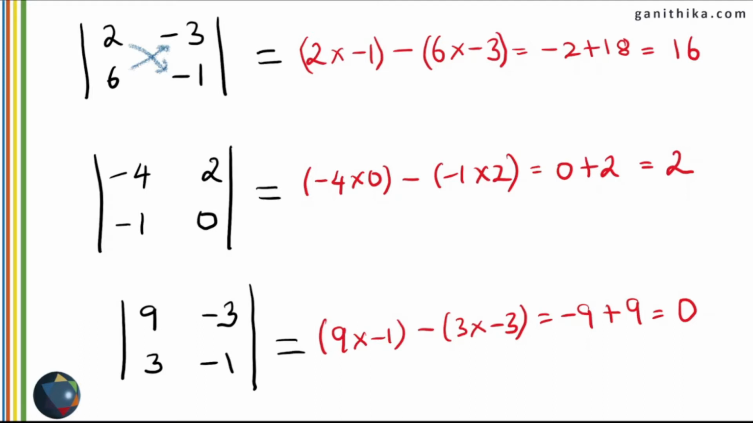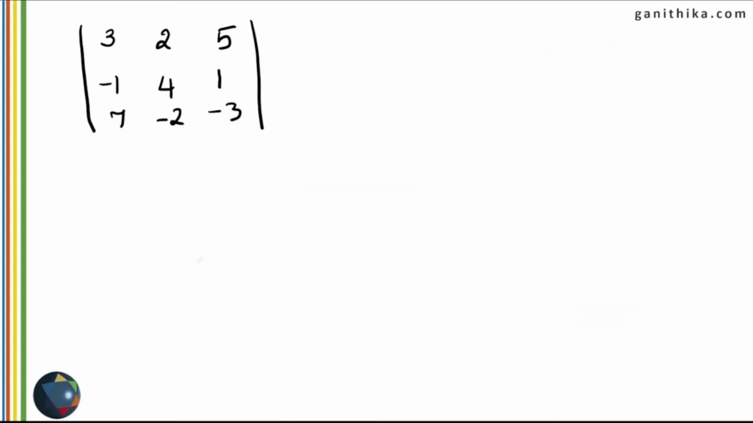Therefore, you can notice that the value of a determinant could be any real number. It could be 0 or negative or positive or any fractions or decimals or even square root numbers. So the value of a determinant could be any real number. Let's move on to a 3 by 3 determinant.